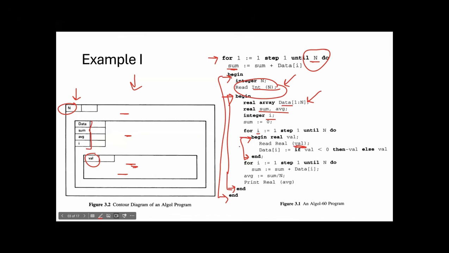And basically, if we call this one block 1, the second one block 2, and the third one block 3, then in block number 3 here, we see val, I, average, sum, and data, and also we'll see n. Block number 2 will not see val, but will see data, sum, average, and I, and we'll see n. And then the outermost block number 1 will only see the name n. So this is basically a contour diagram. It shows you the scope of the variables, the scope of names, based on the begin and end of a specific block.